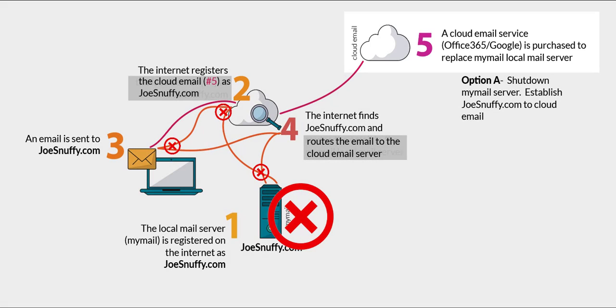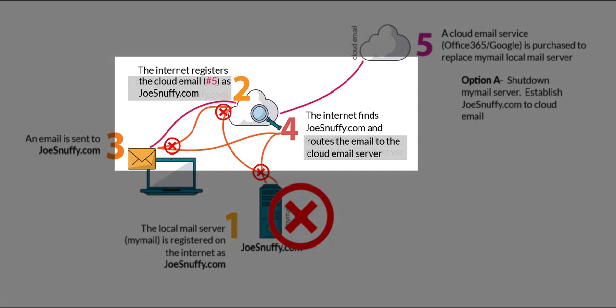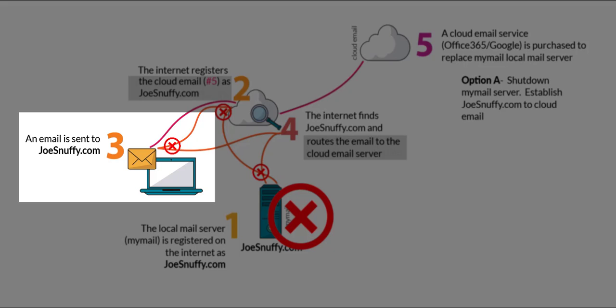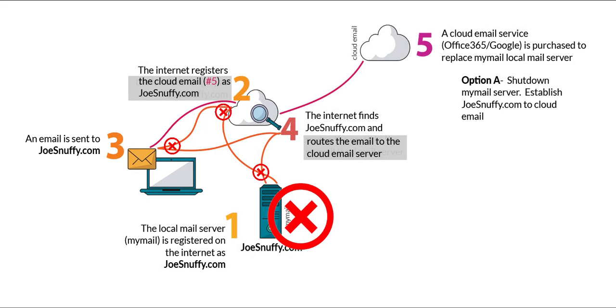So we have to basically tell the internet, number 2 and number 4 there, when it searches, when number 3 sends an email message to joesnuffy.com, we no longer want it going to the local server. We want it going to a cloud-based email server. But to do that, we have to shut down number 1. So that's option A. That's really a hard cutover, not suggested, but certainly possible.